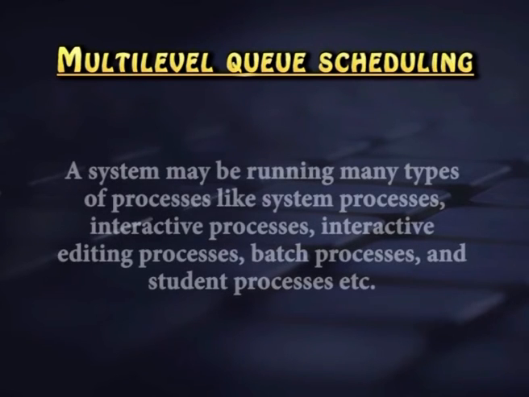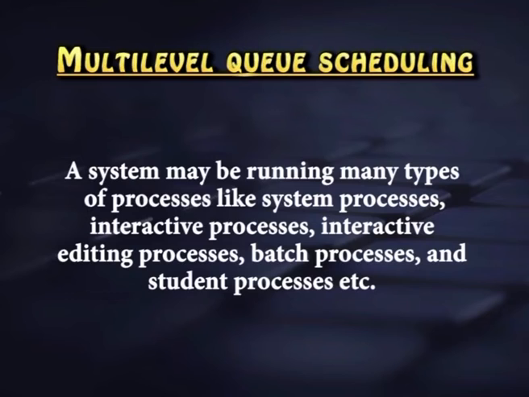Next, we have multi-level queue scheduling algorithm. A system may be running many types of processes like system processes, interactive processes, interactive editing processes, batch processes and student processes, etc. The previously discussed scheduling algorithms do not differentiate processes on the basis of their nature. Multi-level queue scheduling algorithm partitions the ready queue into multiple queues. New processes entering in ready queue are assigned to any of these multiple queues depending upon the nature of the process.